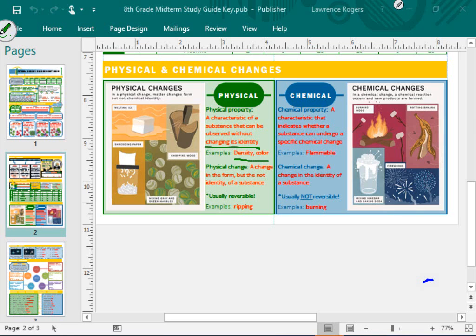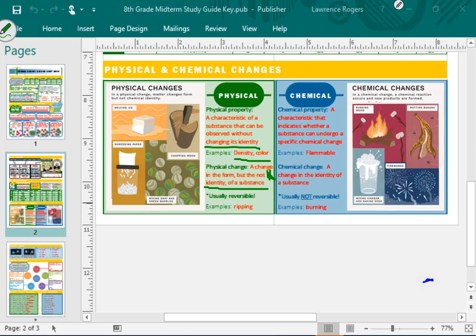So examples: density, color, rippability, and all these other things like luster and shine in that lab that we did. These would all be examples of a physical property. A physical change is just a change to the form, but it does not change the identity. Keyword: does not change the identity of it.